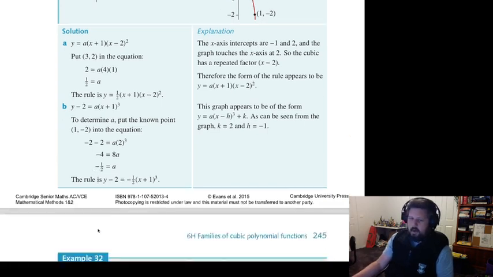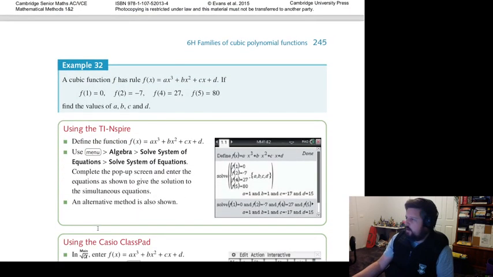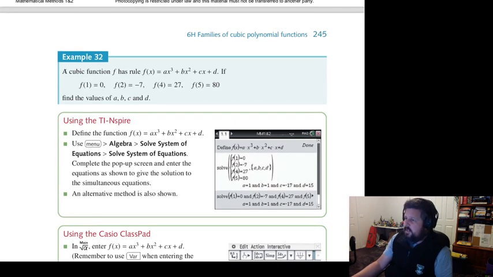All right, last thing to have a look at. Oh, cool. What's this here? It says a cubic function has the rule here. They've given us the rule. And they're also telling us when f of 1, so when you substitute 1 in as x, the equation comes out to being 0. When you substitute 2, it's -7, 4 is 27, 5 is 80. So these are the x and y coordinates that basically told you on the graph. So imagine some points that are already on there. Here is the rule for that.